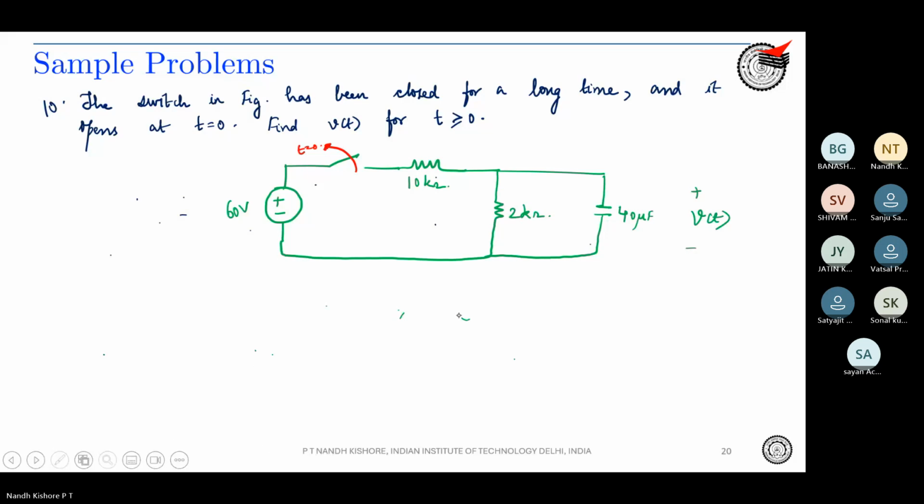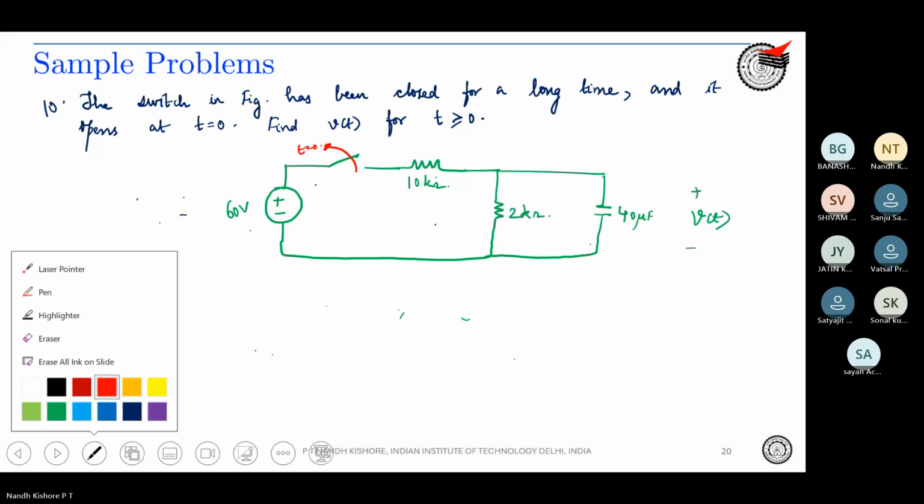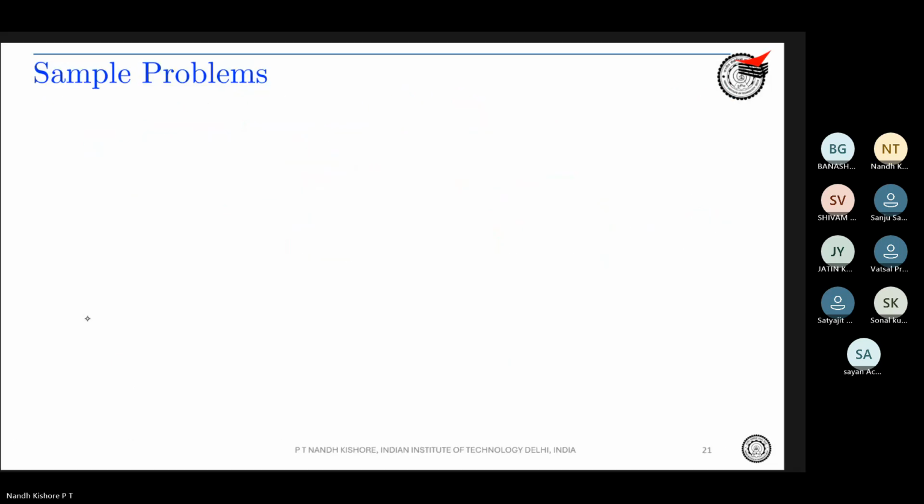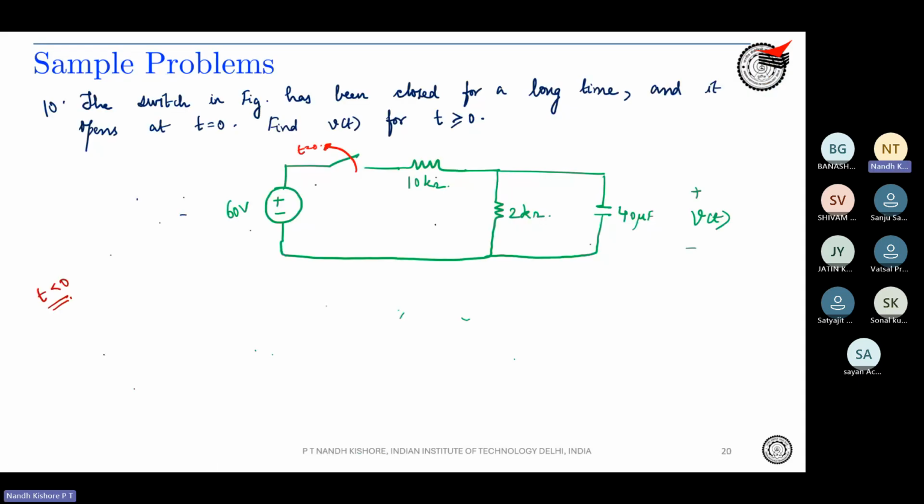So let's draw when t was less than 0, that is, switch was closed, right? When the switch was closed for a very long time, 60 volts, the switch was closed for a very long time. So you have 10K and you have 2K, you have a capacitor.